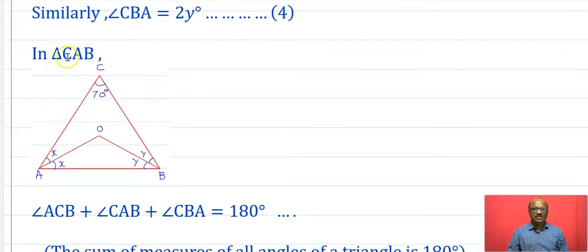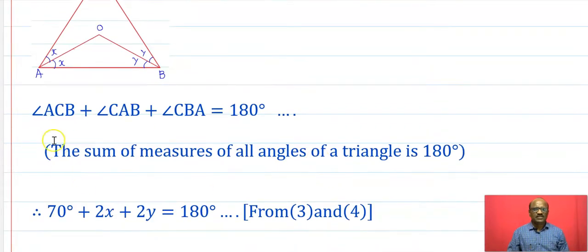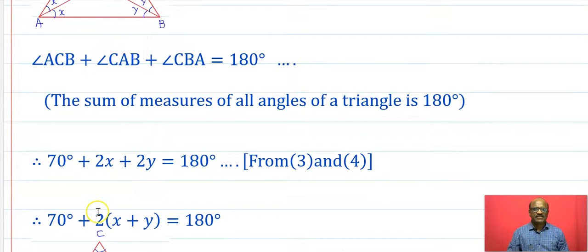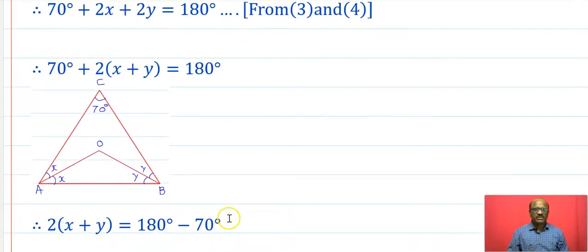The measure of angles in triangle CAB, the sum of the angles of the triangle, is equal to 180. Therefore, first is 70 degrees. 70 degrees plus 2x plus 2y is equal to 180. That is 70 plus 2 in bracket x plus y is equal to 180.